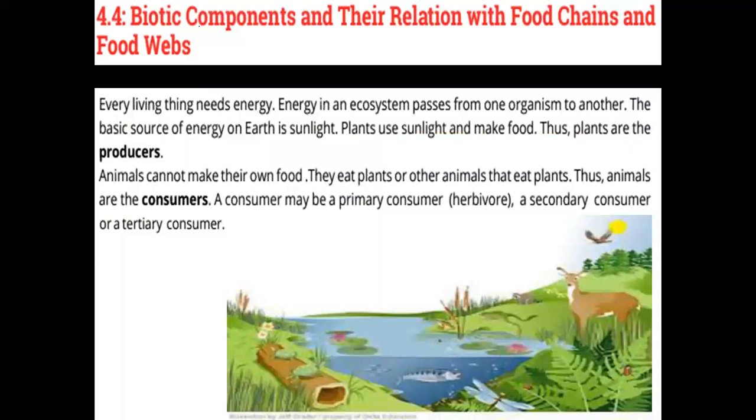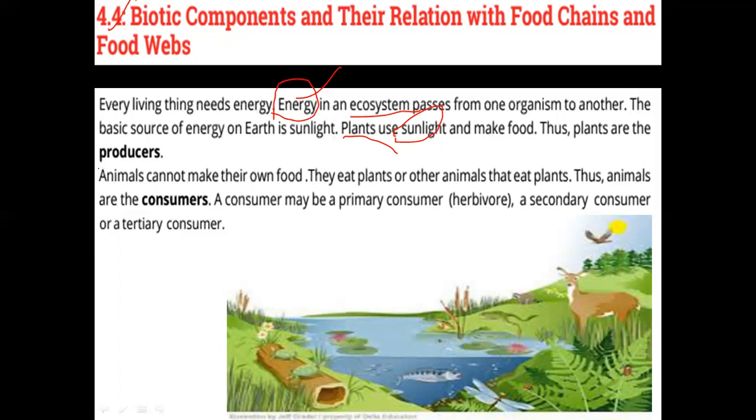The other topic of this lecture today is biotic components and their feeding relationships. The feeding relationship is dependent on energy resources, and the main energy source of all the ecosystem is what? That is our sun. On the earth, without sun, there is no life. So sunlight, because plants take food from sunlight, and every living organism directly or indirectly depends on plants.